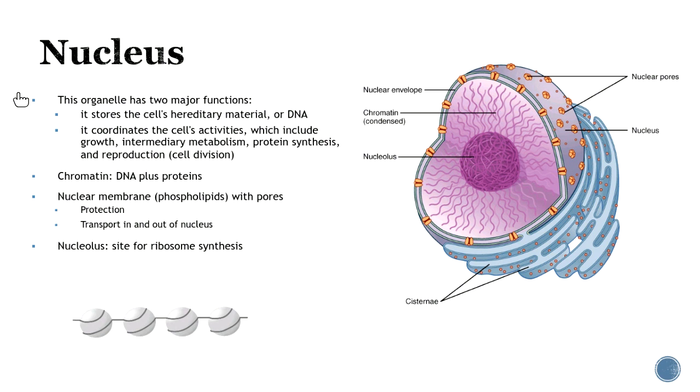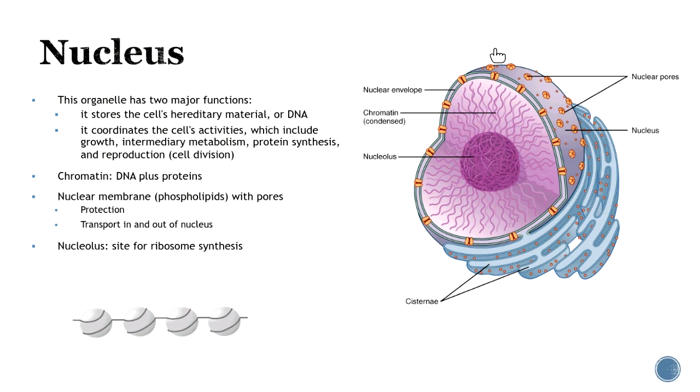The first one I want to talk about is the nucleus. He's pretty much the boss of the cell, if you want to think about it. This organelle has two major functions. First off, it's where we store your hereditary material, or your DNA. All the information is stored in this nucleus. This entire picture is the nucleus except for these little foldings right here.